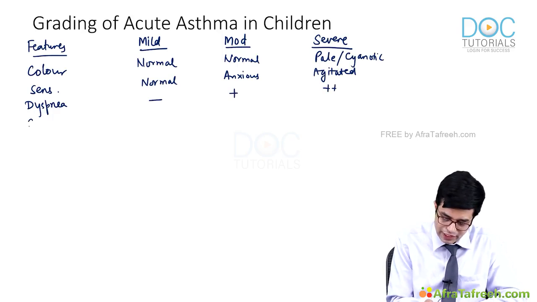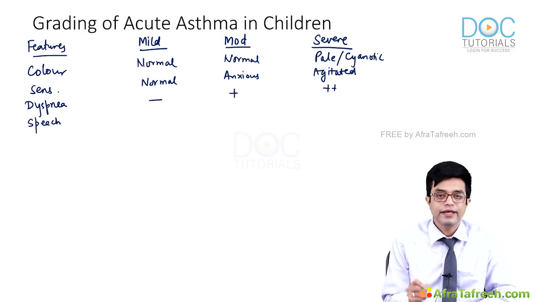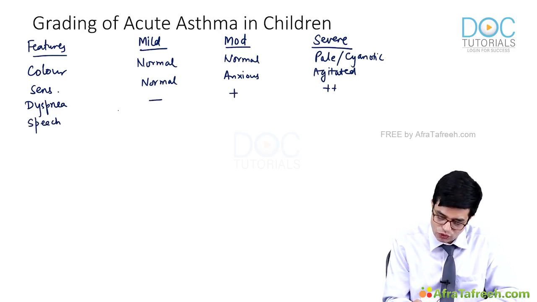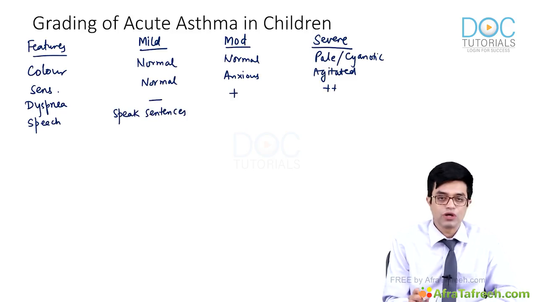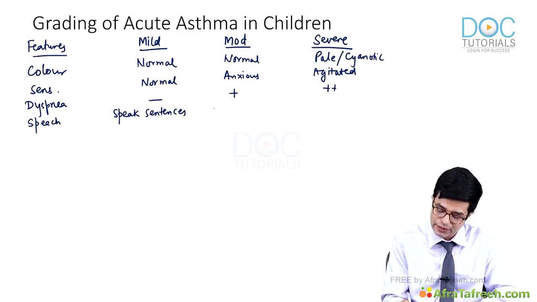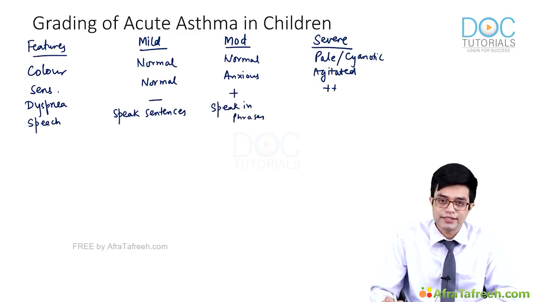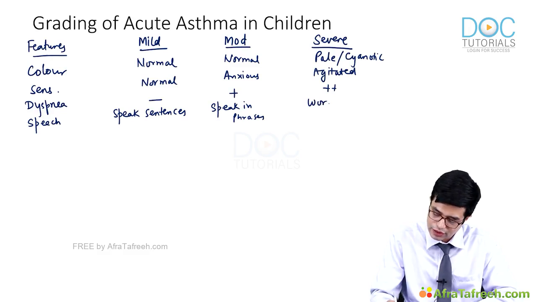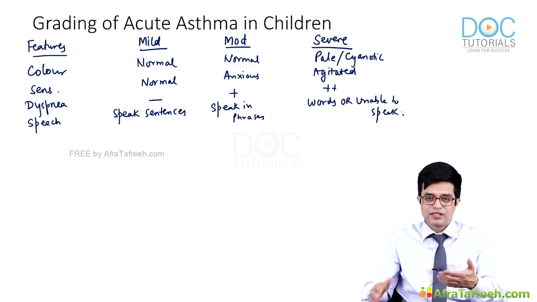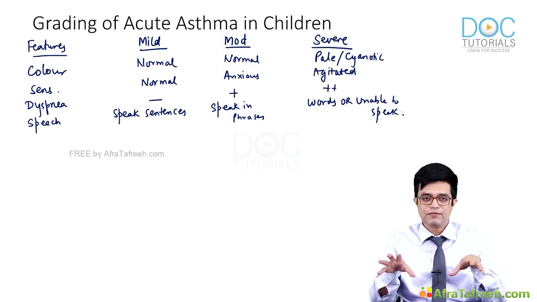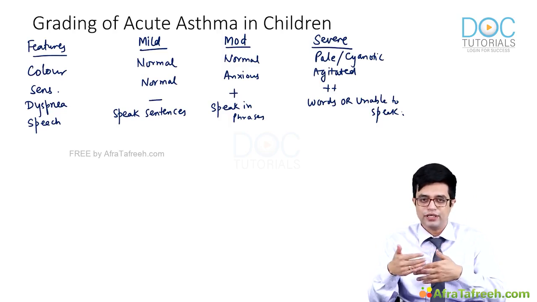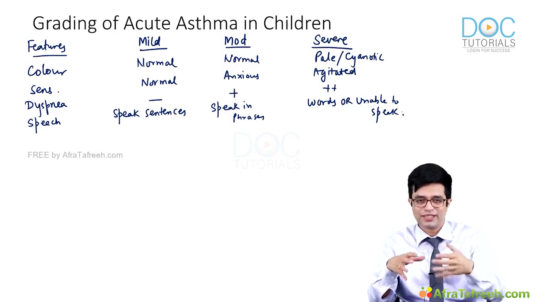Then we ask the child to speak. In mild asthma, the child is able to speak sentences. In moderate, the child is able to speak in phrases. And in severe asthma, the child is able to speak in words or he is unable to speak. What it means? Let me clarify. We give him a sentence and we ask him, without taking a break, you try to read it. Should not be a 10 sentence long thing, just a simple thing.